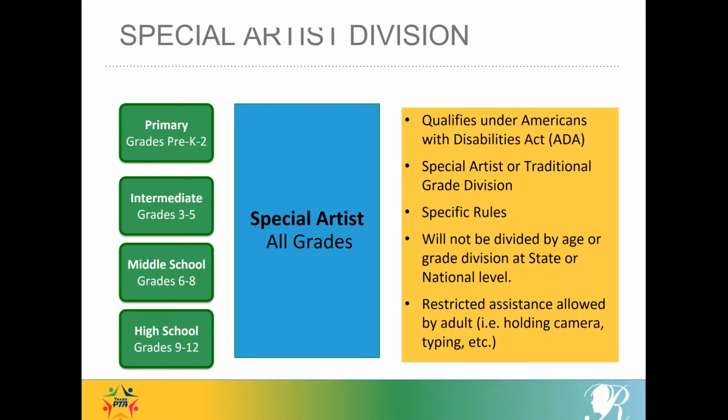Students who identify as having a disability have two ways to enter the Reflections program: Special Artists or traditional grade division. The National PTA Special Artists Division is an option for students with disabilities who receive services under IDEA or Section 504 to have the opportunity and accommodation they may need in order to participate fully in the program. The Special Artists Division offers modified rules and guidelines to ensure that every student has a chance to be a part of the National PTA Reflections Program.